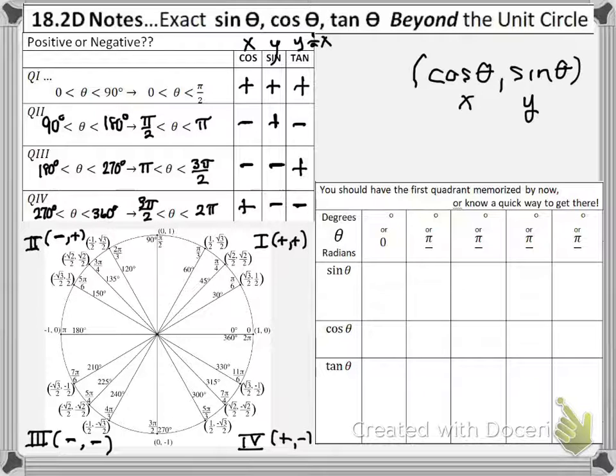The other way to remember that is, all students take calculus. In quadrant 1, they are all positive. In quadrant 2, S for students, S for sine. Only the sine is positive. Quadrant 3, T for take or T for tangent. Only the tangent is positive. Quadrant 4, C for cosine or C for calculus. Only the cosine is positive.